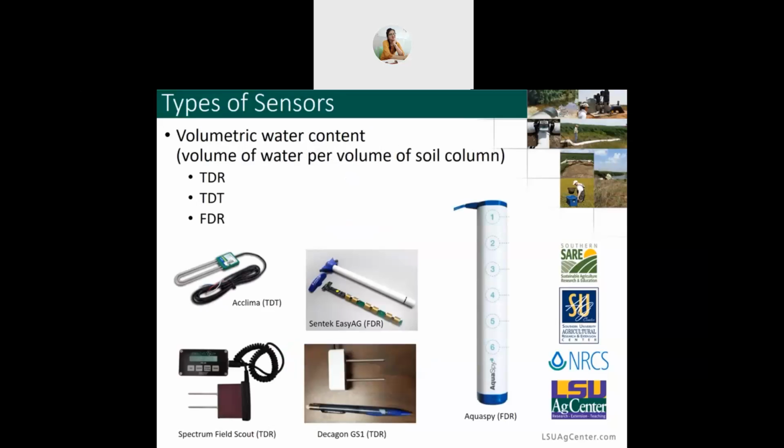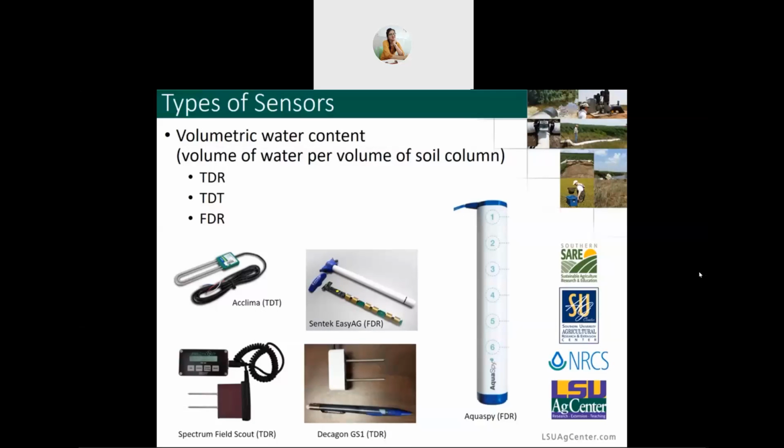Volumetric water content sensors are an alternative to the matrix potential sensors we just discussed. These sensors estimate soil moisture by estimating the volume of water per volume of soil column. I'm not going to get into the details of how they work, but there are different kinds. What I am going to point out from these different examples is that some are individual sensors that you bury in the soil however is most appropriate, and then it will still need to be wired to a logger or some sort of reading device.